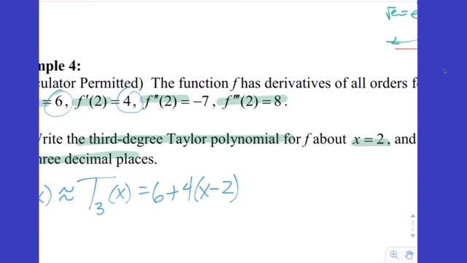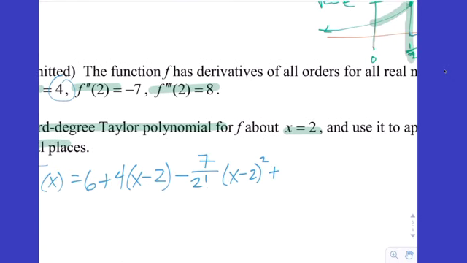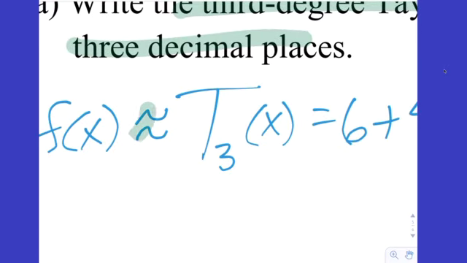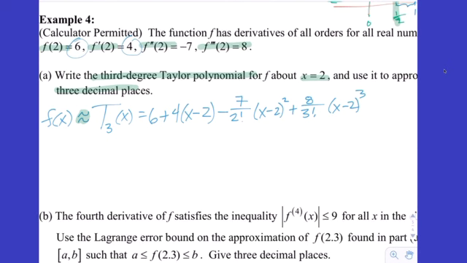And now we pick it up with the next one. It would be minus 7 over what? 2 factorial times x minus 2 squared. And let's see, that's the squared, so I go one more. Oh, they gave it to me. Good. Plus 8 over 3 factorial times x minus 2 cubed. And again, I stopped there, no squiggles, because the polynomial is an approximation, and I already have the squiggles there. All right, so that should be easy, right? So good so far? All right, now we just plug in.